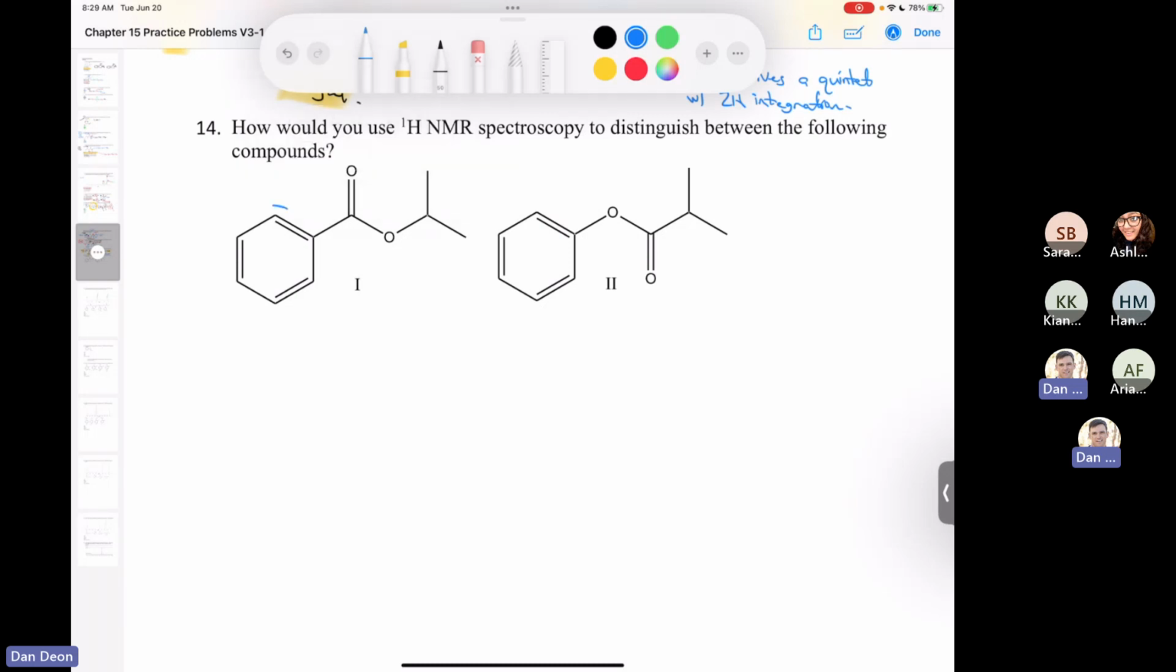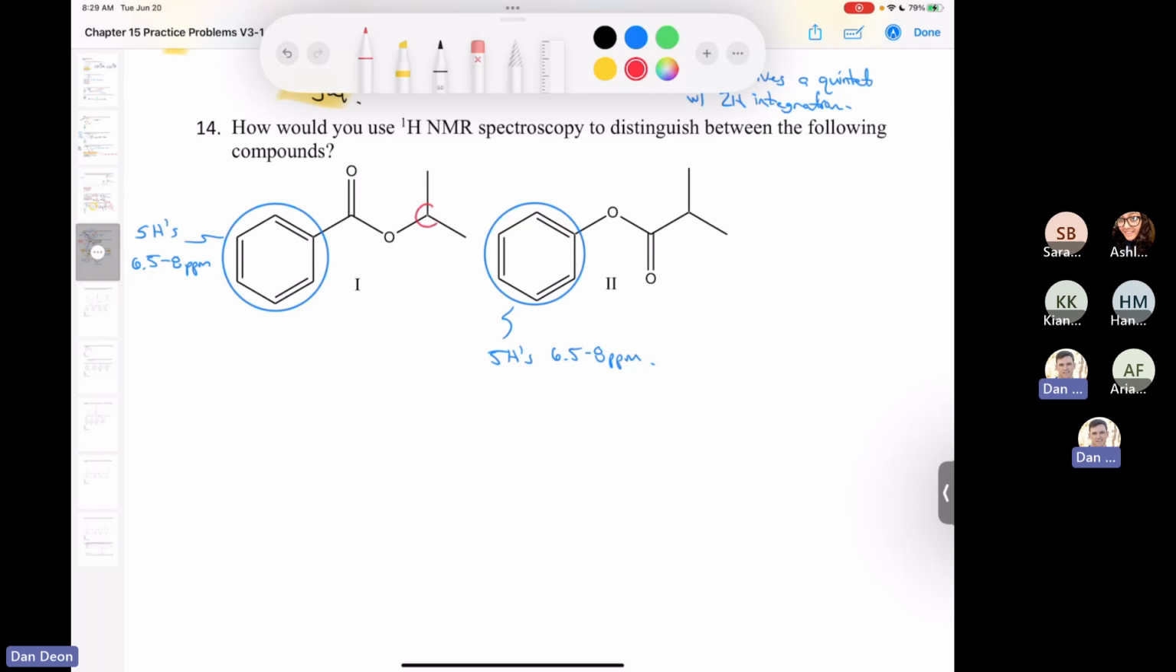Well, if we look at the 2 compounds, they both have an aromatic ring, right? And you're going to have 5 protons in the 6.5 to 8 part per million region. Same thing here. So you can't use that to differentiate between the 2. Then if we look at the isopropyl group on each, you can use that to distinguish between the 2.